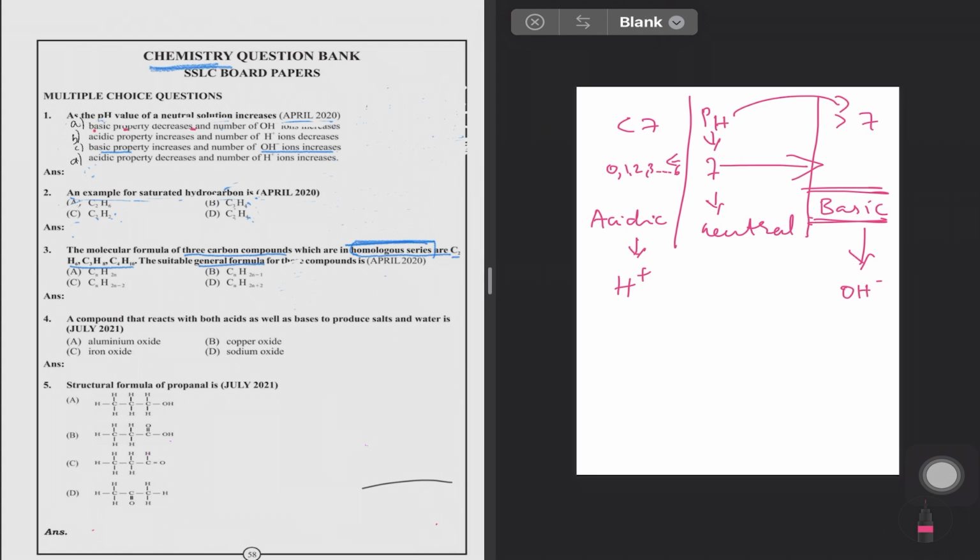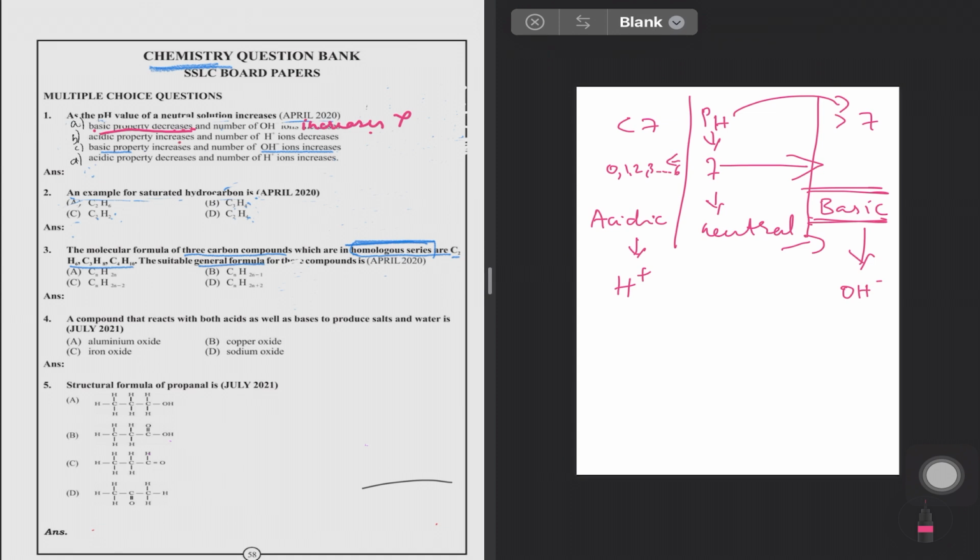Option A, the basic property decreases and the number of OH minus ions increases. Is it so? OH minus ions increases, that is right. But basic property, is it decreasing? No, it is increasing. So option A is wrong.